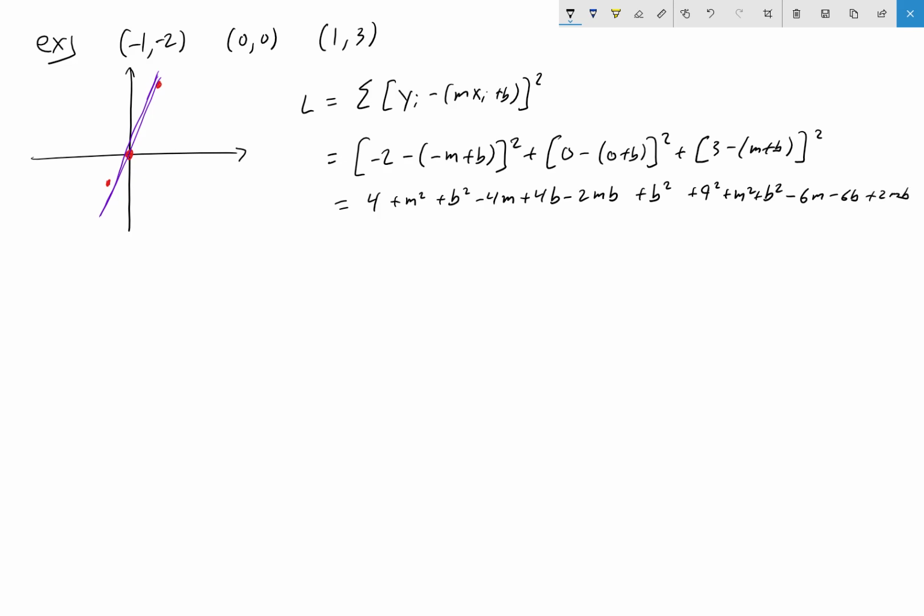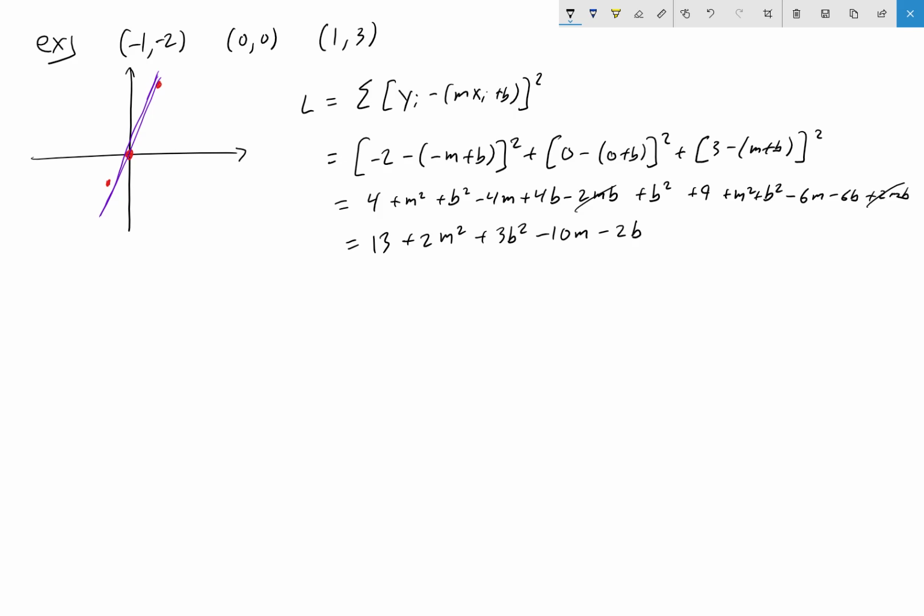Okay. I do notice that the mb terms will cancel out. And now simplify a bit. So the constants, I have a 9 and a 4, a total of 13. I have a total of 2m squared. I've got 1, 2, 3 b squareds. Then for my m's, I've got a negative 4m and a negative 6m, gives me a total of negative 10m and a total of negative 2b.